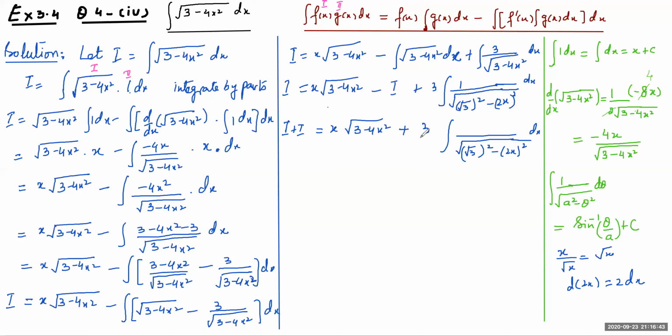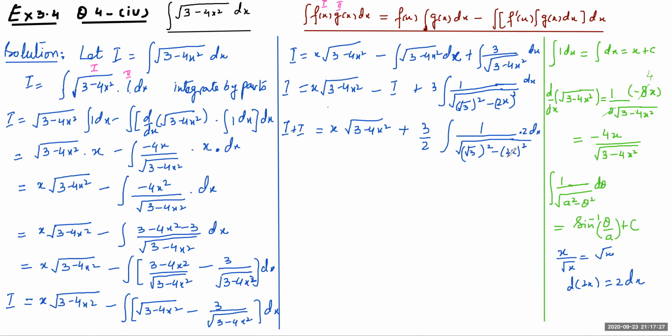What I am going to do now is divide and multiply by 2, so that I have 2 dx here. If you don't like to write 2 here, you may write it like this. Some students like to write 2 with dx, so just keep 1 over there, and write a 2 here. Now you can see 1 by square root of, in place of a you have square root of 3, in place of theta you have 2x, in place of d theta you have d of 2x, which is 2 dx. Now this is ready for this integration, and you can write the result.